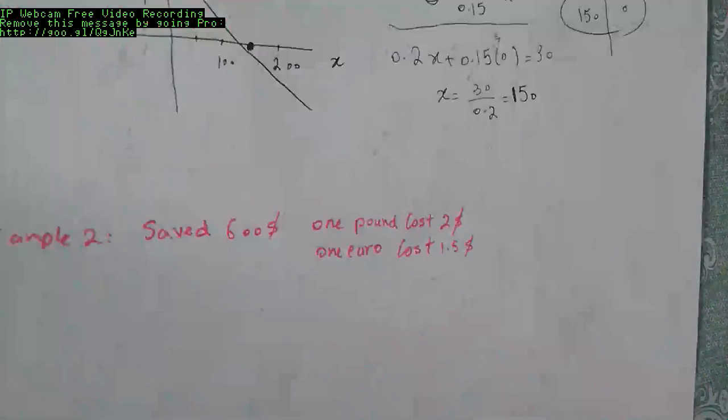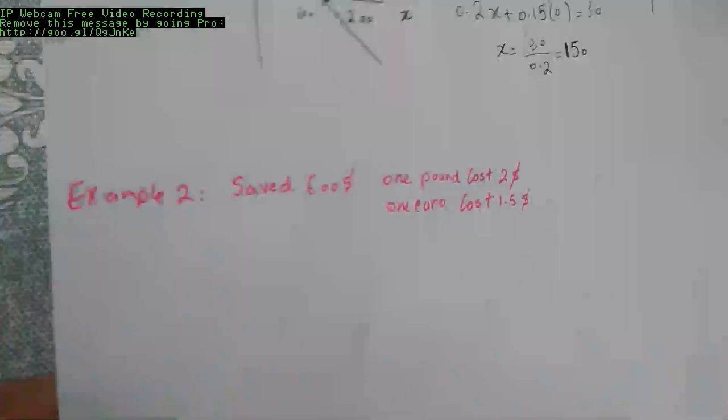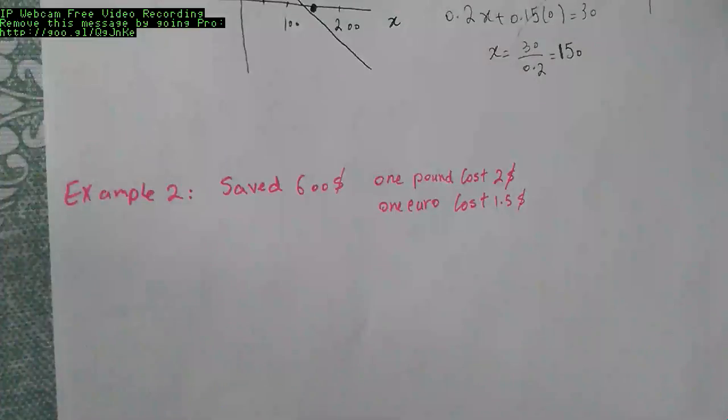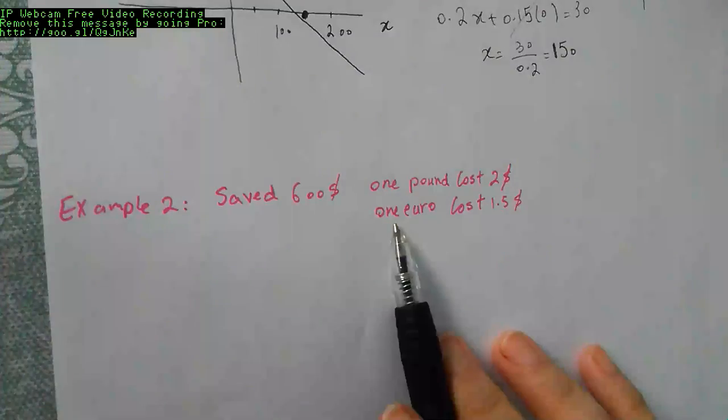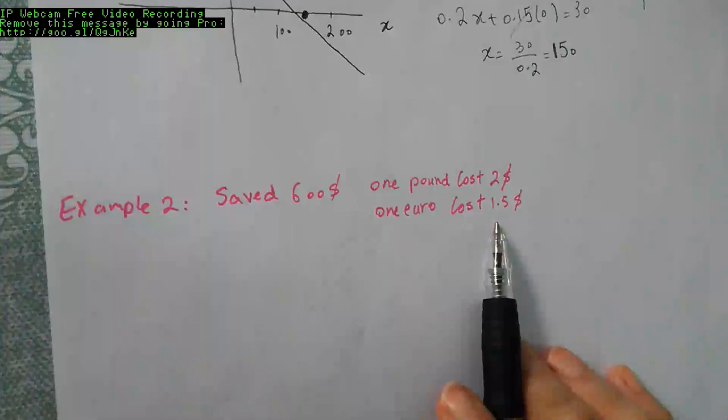Okay, next question is example 2. Reading example 2 in your notebook, it says Patrick has saved $600 to buy British pounds and euros for a school trip to Europe. One day he goes to buy the currency. 1 pound costs $2, 1 euro costs $1.5. So you want to write the relationship.